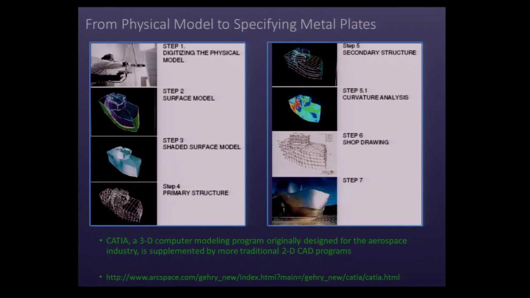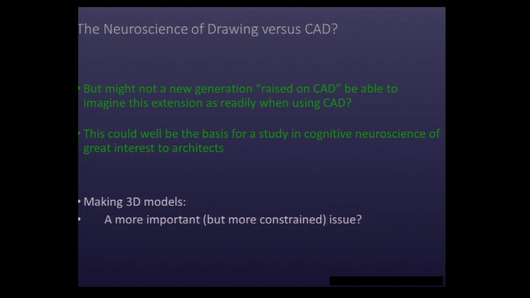construction. And of course, in this, we are very much harking back to the use of aerospace design methodology as incorporated by Gehry Studio, where we see here the seven steps from digitizing the physical model, what followed from a great deal of discussion on the sketches, the surface model, the shaded surface model, the primary structure, secondary structure, beginning to put pieces on the edges, curvature analysis. I think this should lead quite well into the next talk, maybe, and shop drawing, and then finally we have all the details needed to produce the actual building.